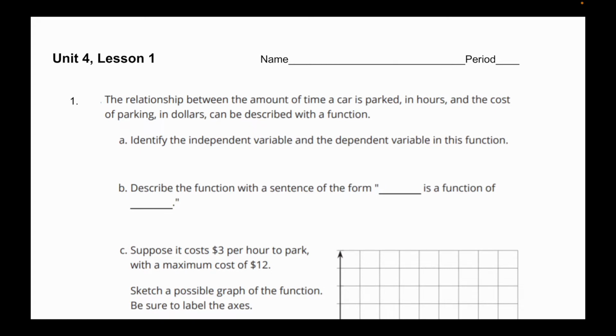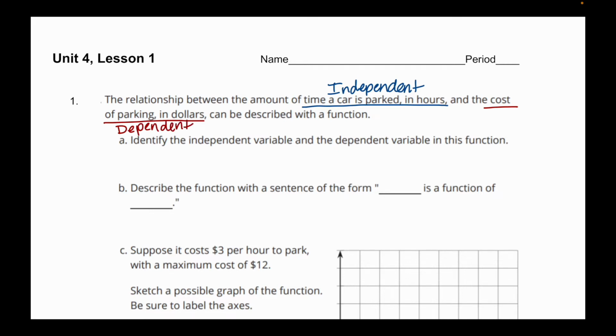Well, I have two choices. I have time a car is parked in hours, and I also have, I'm going to do this in a different color, the cost of parking in dollars. So I have to decide which one of these is my independent and which one of these is my dependent. Well, independent I think of as the one that I get to choose, and I get to choose how long I park my car there. So I'm going to say this is the independent here, is time the car is parked. And that my dependent is going to be the cost of parking in dollars.